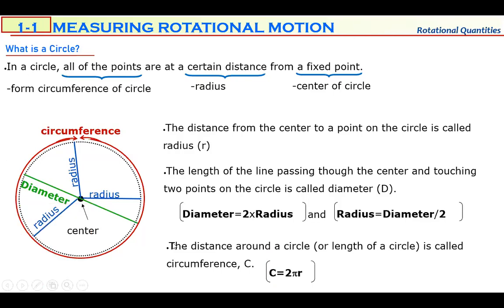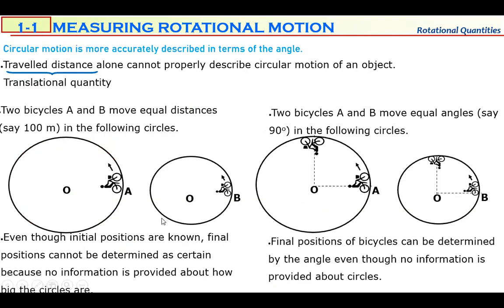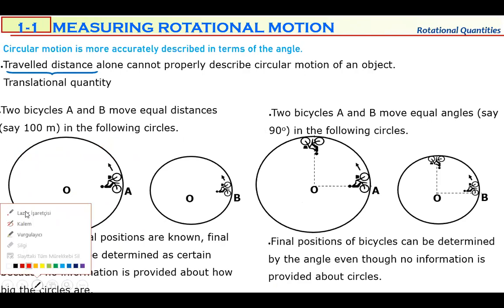Next, of course, we will now start defining circular motion. But circular motion is more accurately described in terms of angles. Why is it like this? Now I will briefly show that.